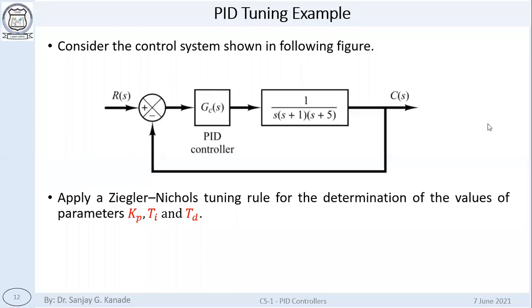Okay, so the question wording may be like this: to find out the values of the parameters Kp, Ti, and Td, or sometimes they may just say design a PID controller for this particular system, right? Both these things turn out to be the same.